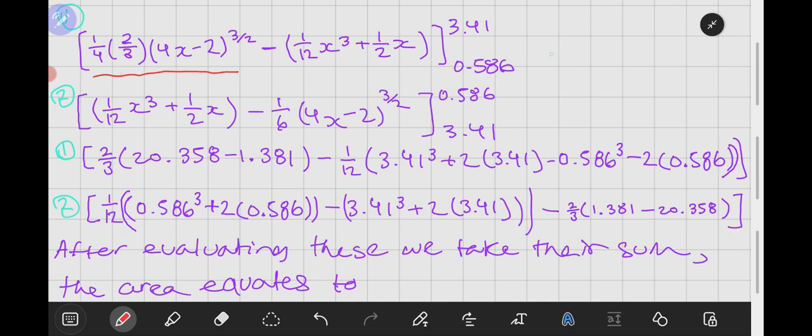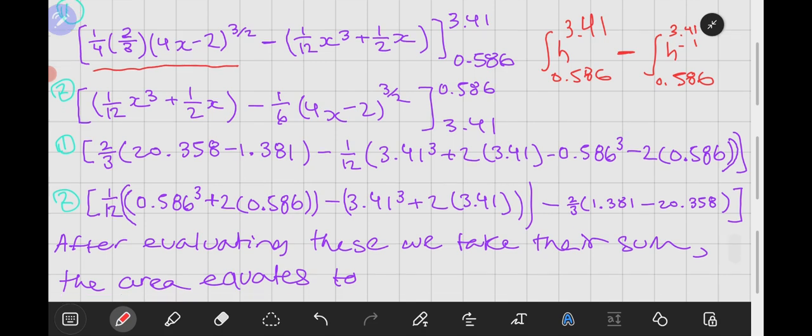Where we do the integral. So it is of h, from 0.586 to 3.41. That's not how you would write it. Okay. We do the integral from 0.586 to 3.41. So the integral of h minus the integral of h to the negative 1. Okay? So that's what I have done here, in fact.